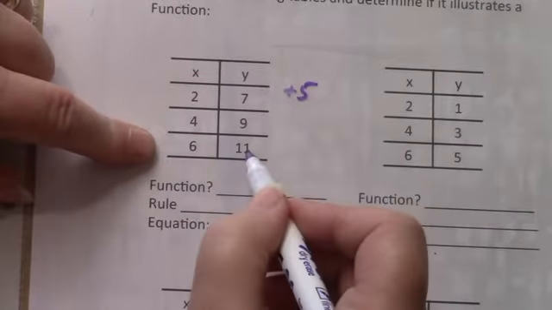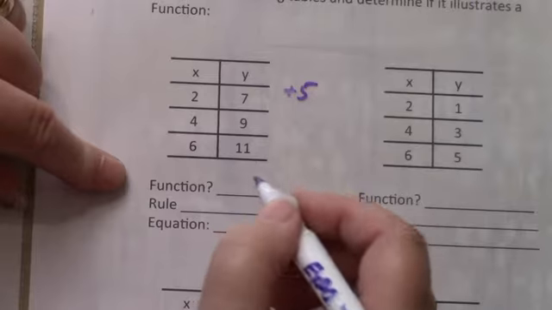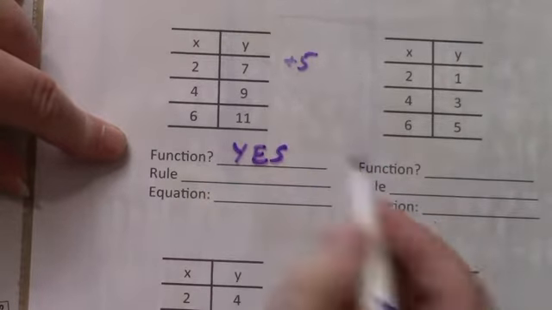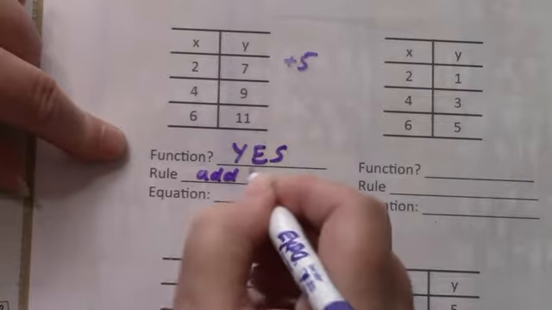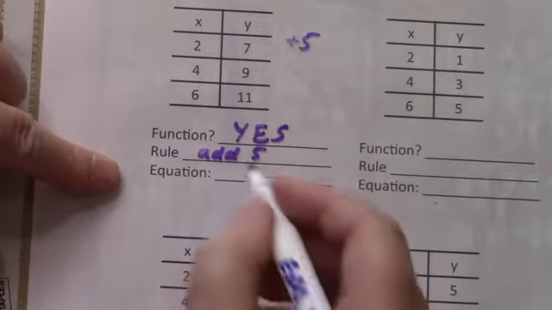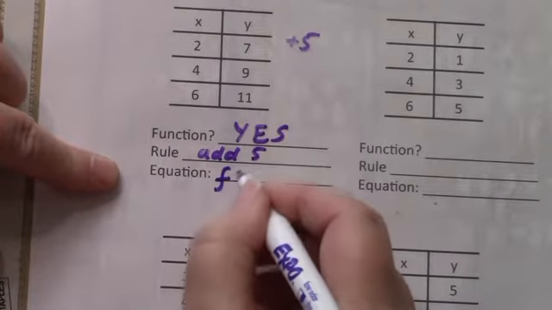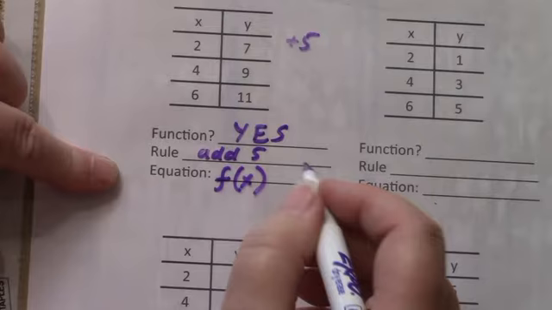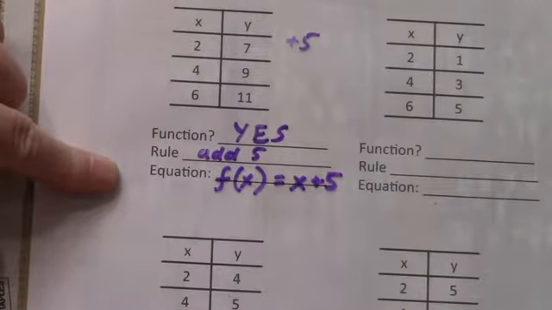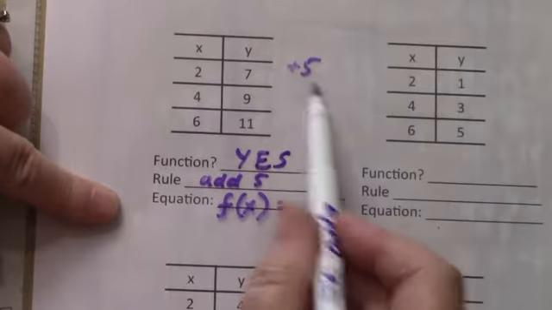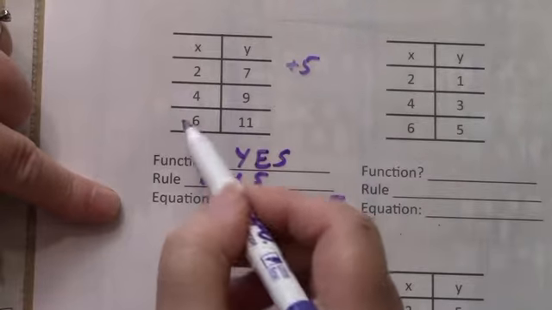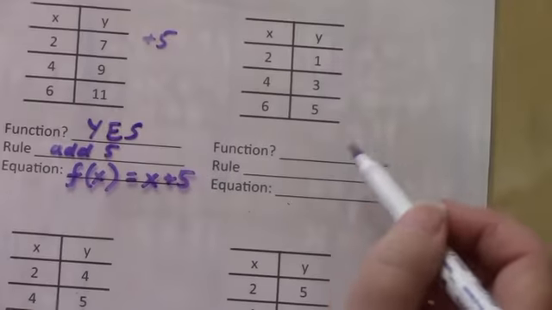Is 6 plus 5, 11? Yeah, it works for that. Is this a function? Yes. What is my rule? Add 5. How would I write this in function notation? It would be f of x equals x plus 5. Because my rule was adding 5 to whatever my variable, whatever I decided my input was going to be.